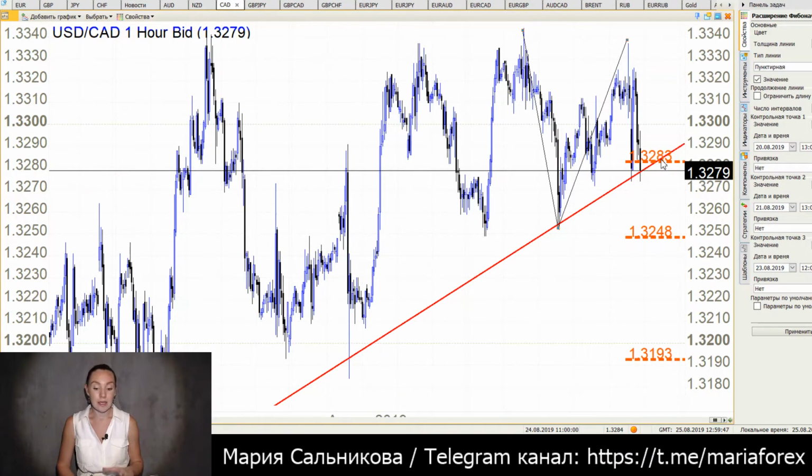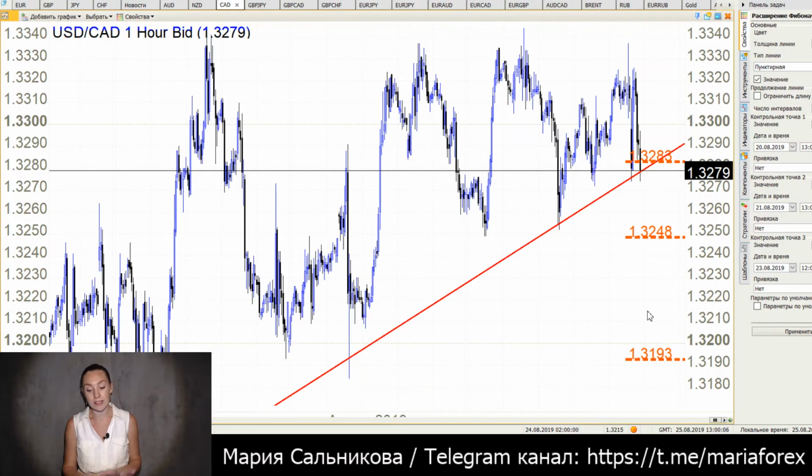If here is the candle, 1 hour candle with the pressure from the upper side, you can try to sell from this level of resistance with a target to 1.3248 and with a target to 1.3190. That's what I think about US Canadian dollar.